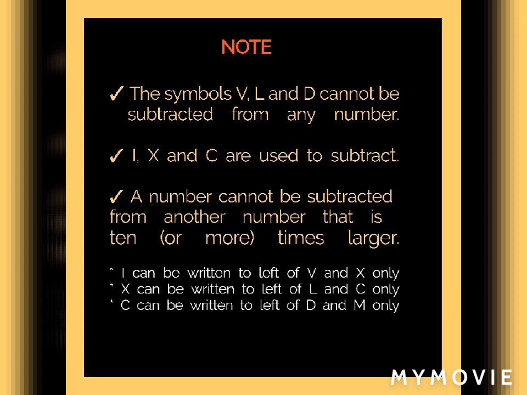One more interesting point is that a number cannot be subtracted from another number that is 10 or more times larger. So what do we mean by this? For example, I, which is nothing but 1. What is 10 times 1? That is 10. So I cannot be subtracted from a number which is larger than 10. So it can be subtracted from 5 or it can be subtracted from 10. Subtraction means we are writing the smaller number to the left of the larger number. So I can be written only to the left of V and X. Similarly, X can be written to the left of L and C only, and C can be written to the left of D and M only. Okay, this is a very important rule that we need to remember.